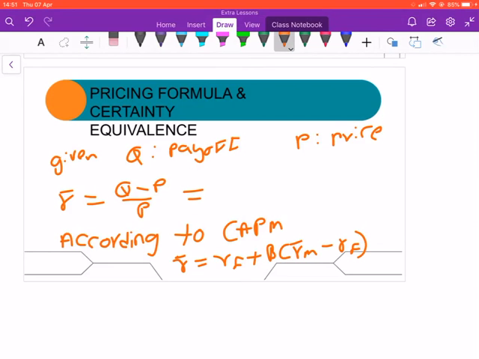So anyway, the pricing formula. We know that the returns of an asset is going to be equal to the payoff minus the price all over the price. So this is known as the rate of return, right? And you can basically simplify this equation as Q over P minus 1, right? Because you can have P over P, right?